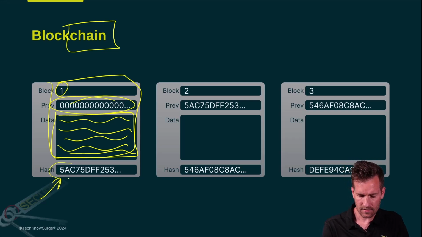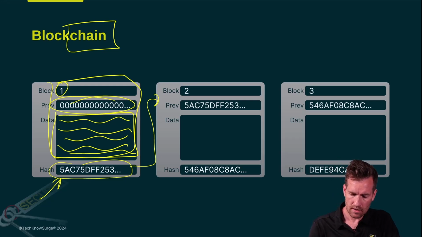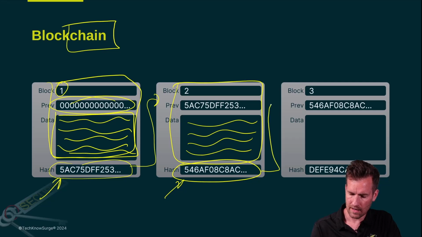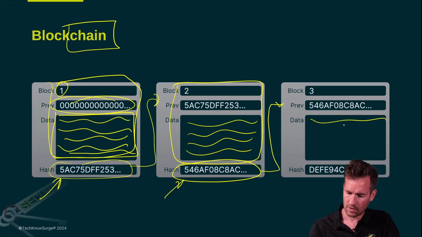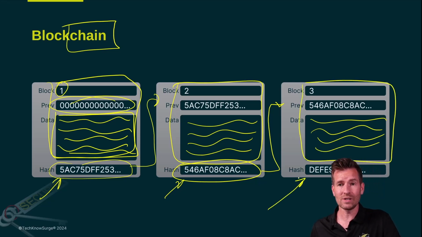Now that hash gets moved over or used in block 2, which then has its own set of transactions. And once that's complete, that all gets hashed and creates this unique hash right here, which then gets placed into block 3. And block 3 goes through recording its transactions, which all gets hashed into this block 3 hash right here.